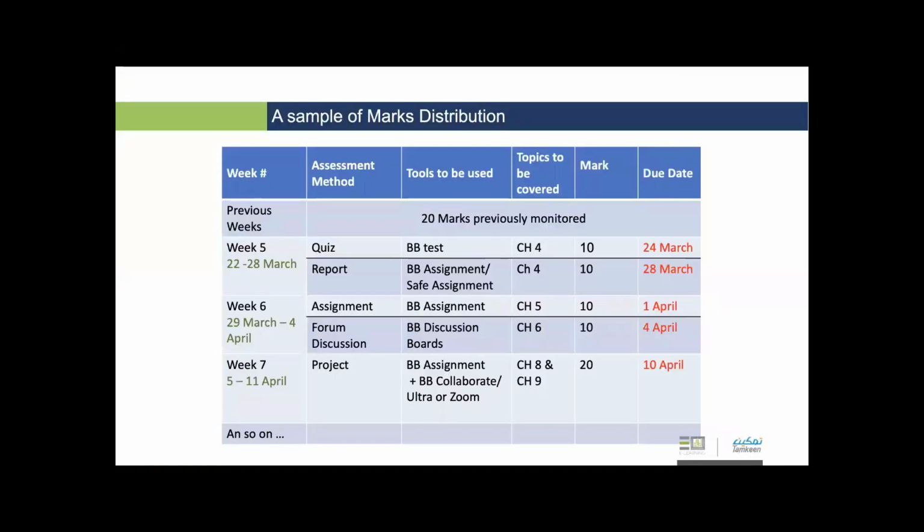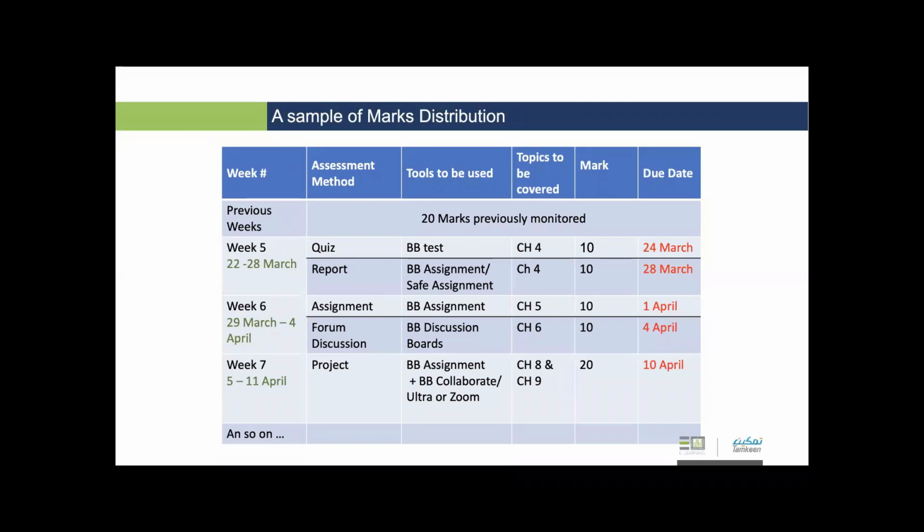Now we can see an example of marks distribution that you can use in your course. In this sample, there are 6 columns. You can add them all to your plan or choose whatever you need. This table contains, as we said, 6 columns. The first one indicates the week number in which we are, at this time, the 10th week. The second column indicates assessment methods. Is it a quiz or assignment or report or discussion forum or project?